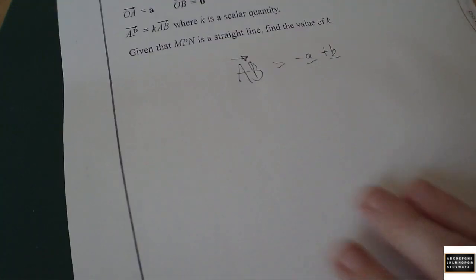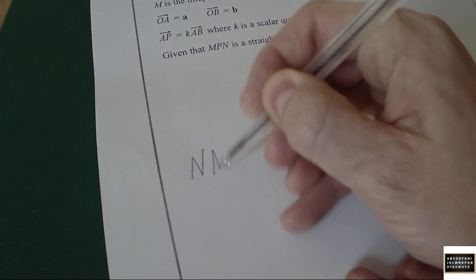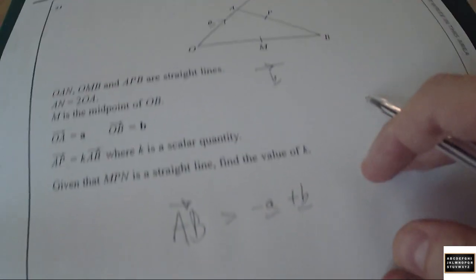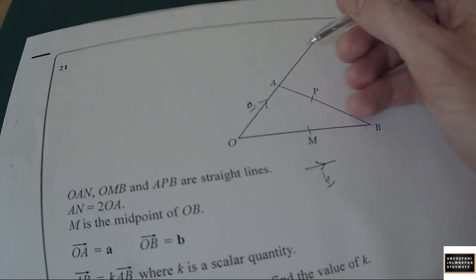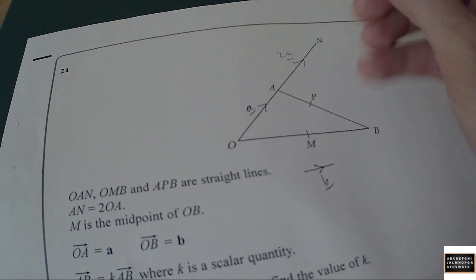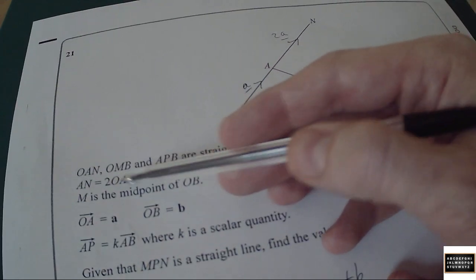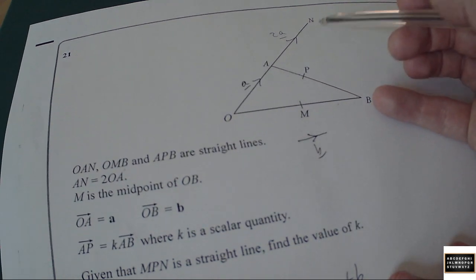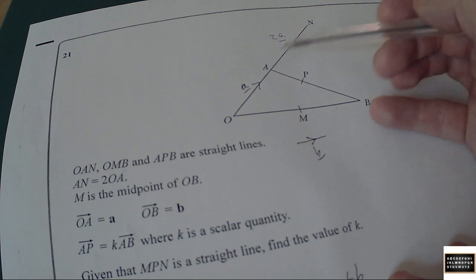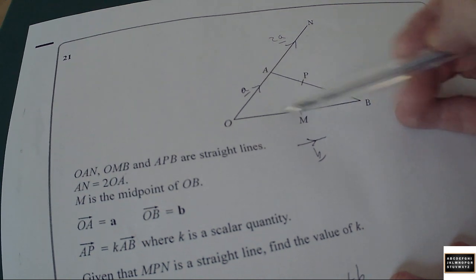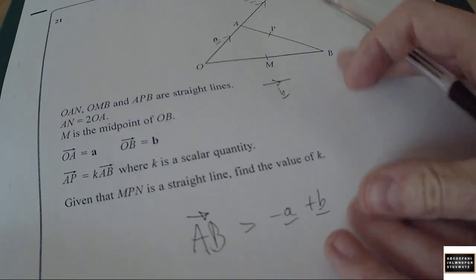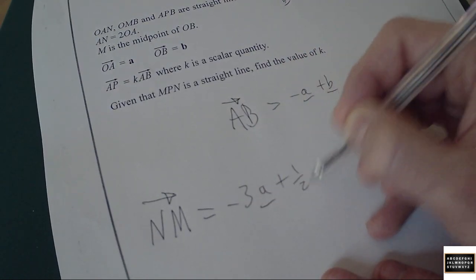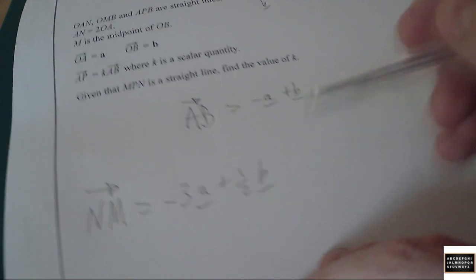So we're going to write down a vector for N to M. Again, marks for this. Just for writing this, you're going to get marks. Now there are some things that the question tells you. For example, it tells you that this is 2 lots of this distance, so I know this vector must be 2a. And we're going to go from N to M, so that's minus 3a plus half of b, because M is the midpoint. So it's minus 3a plus half of b. Again, marks for this, I'm sure, just for doing this.